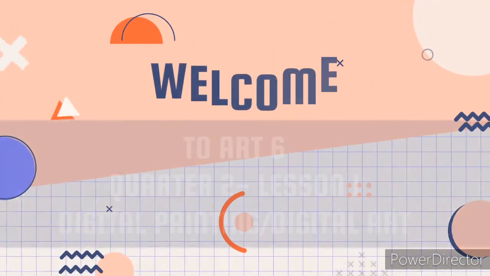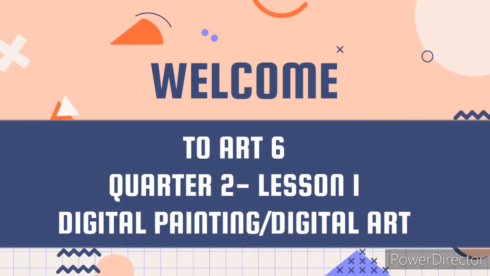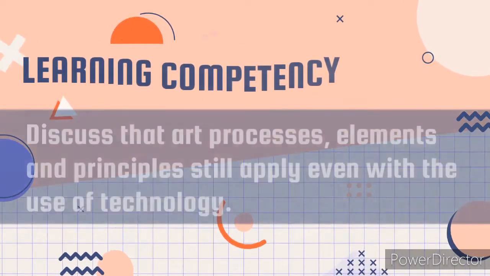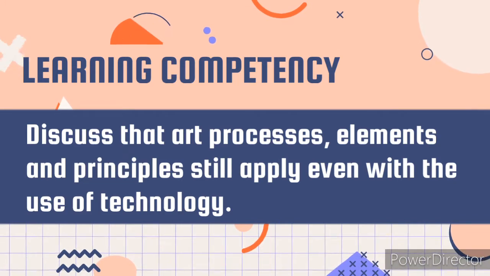Welcome to Art 6 Quarter 2 Lesson 1, Digital Painting, Digital Art. Learning competency: Discuss that art processes, elements, and principles still apply even with the use of technology.